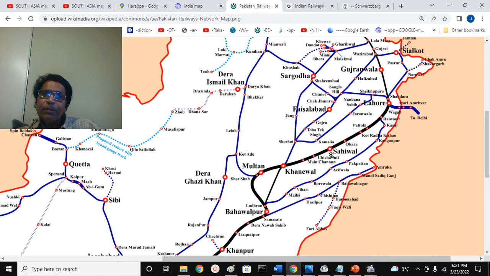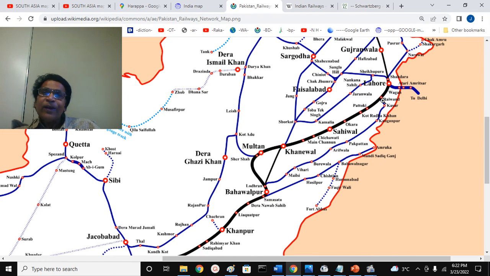Sahiwal is nothing but Montgomery district at that time. Here Sahiwal, the historic center, Harappa exists, and Chichawatni and Harappa here. Then Khanewal, and the line stopped at Multan. This is the main line. Of course, later they built a railway line from Lahore, Raiwind, Kasur to Kot Radha Kishan to Pakpattan, Arifwala, Burewala, Vehari to Lodhran.